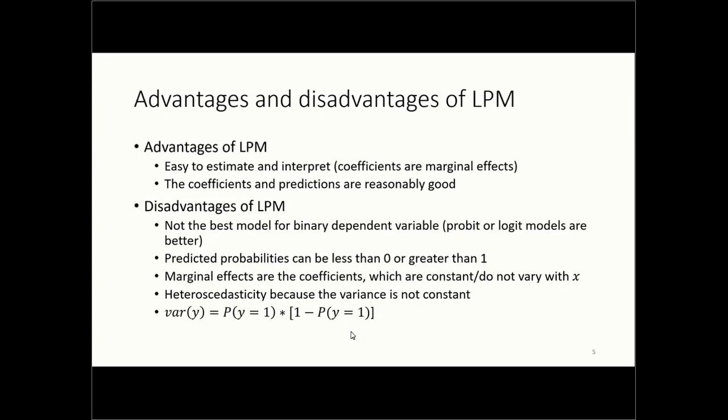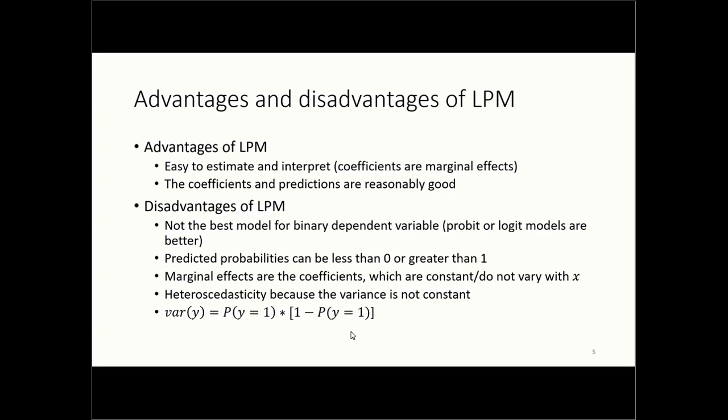Okay, so what are the advantages and disadvantages of the linear probability model? The advantages are it's very easy to estimate. It's a linear regression model, so we know how to do that. And it's very easy to interpret because the coefficients are the same as the marginal effects. And also the coefficients and predictions are reasonably good for the majority of the cases. So these are the advantages.